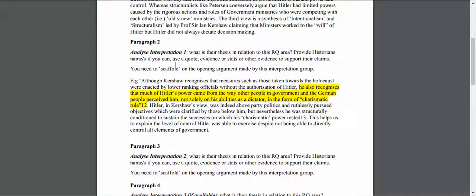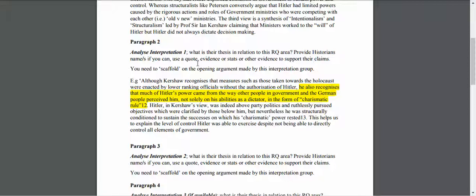So lead by factor, theme, or interpretation, almost like the school of history that you are examining and how it differs to another school. As I've said already, provide the historians' names if you can. Perhaps use a quote, evidence, or stats to support their claims.